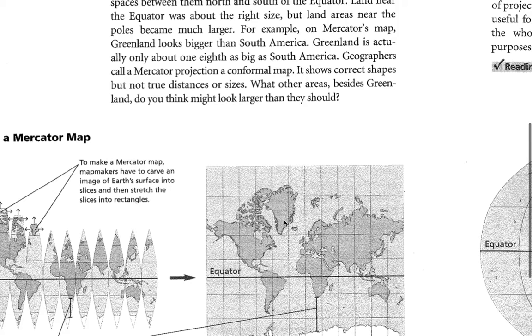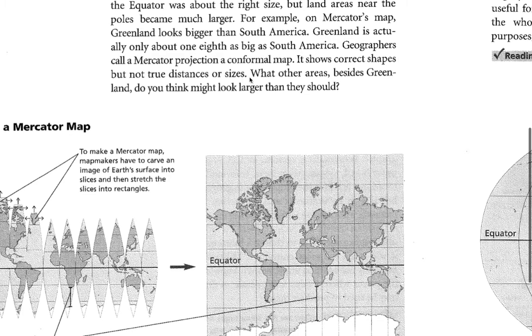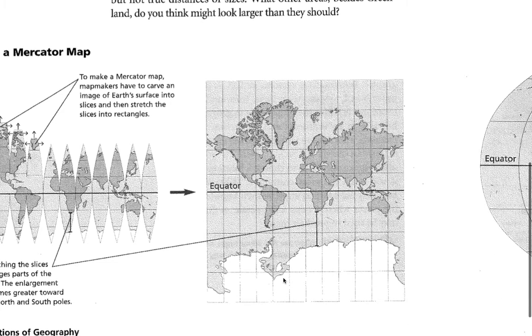Look up here at Greenland. Here's South America. It's a distortion. Greenland is actually only about 1/8 as big as South America. Geographers call a Mercator projection a conformal map. It shows correct shapes, but not true distances or sizes. What other areas besides Greenland do you think might look larger than they should be? That's right, Antarctica. Looks huge down here.